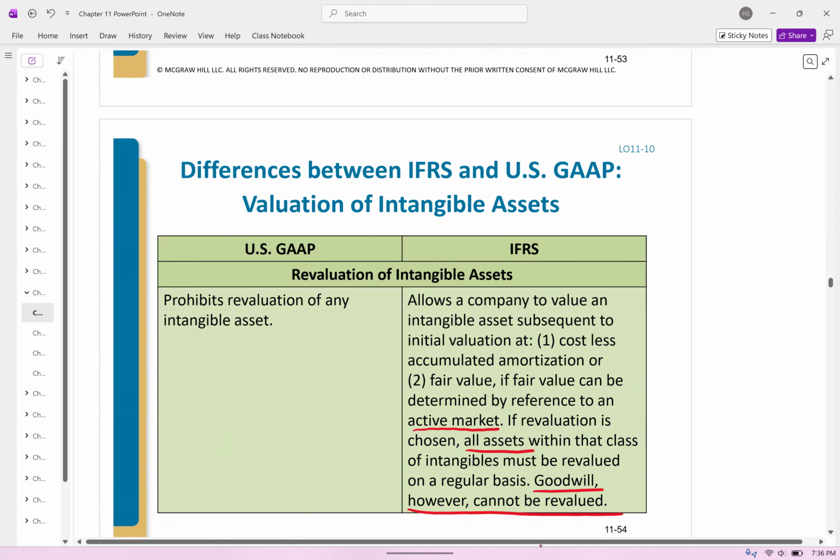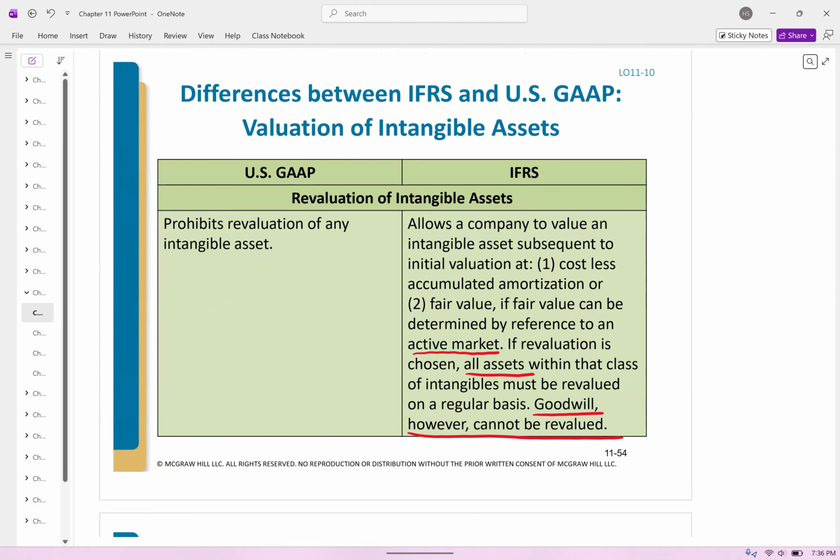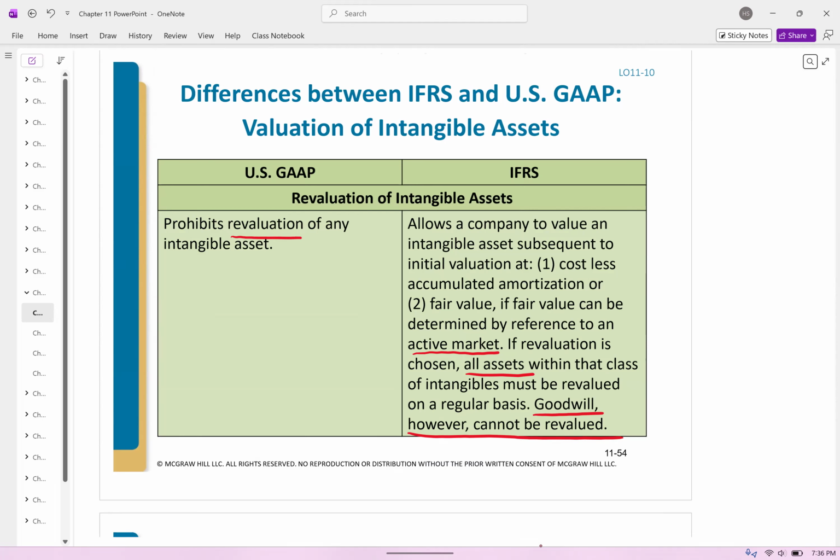So I am going to stop a little minute right here for the intangibles. US GAAP prohibits any revaluation of intangibles, but IFRS does allow it. I got lots of specification here, but remember, if they do revalue, all assets within that class have to be revalued. Goodwill cannot be revalued.